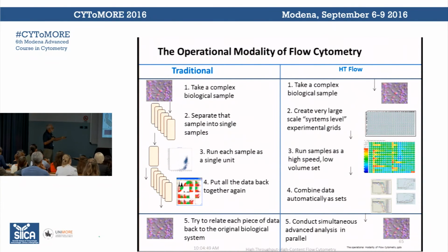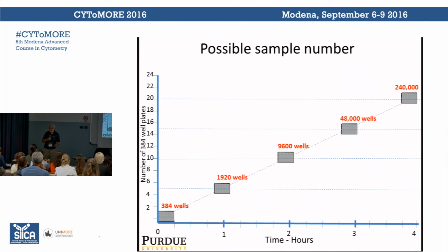So you can go this way or you can go this way. Now, what does that mean? Well, this is time. This is number of 384 well plates. Here's one. And about every 10 minutes, give or take a minute or two, you can collect huge numbers of wells in a small length of time.